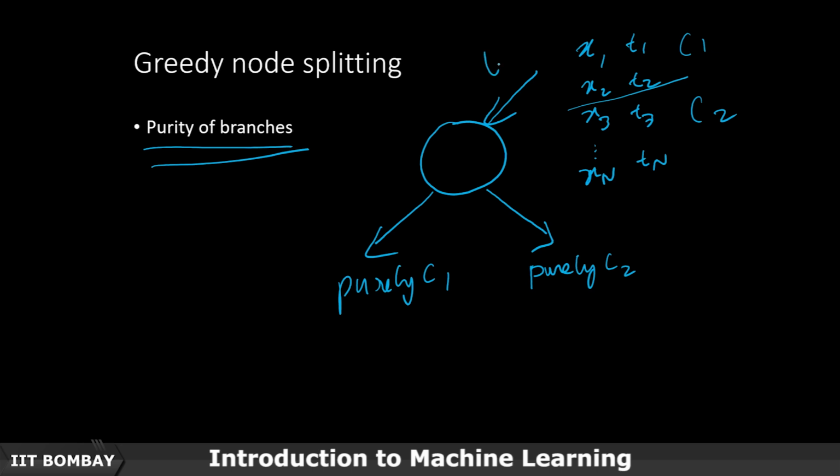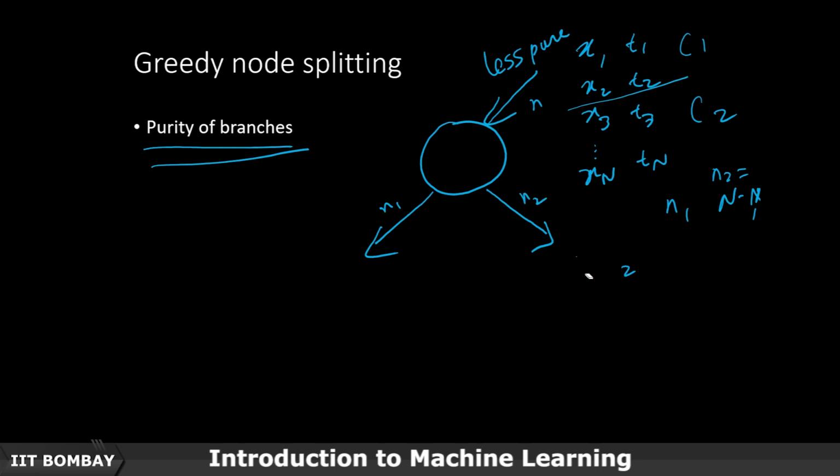All the points coming here are less pure, but when they are split, some n1 points will go to the left side and n minus n1 points, which is n2 points, will go to the other side. So these are n points, these are n1 points, these are n2 points. We would like n1 and n2 points that are split to be pure, even though n points may not be pure. So let's not say purely C1, purely C2, let's just call them more pure, because we may not have the perfect decision.